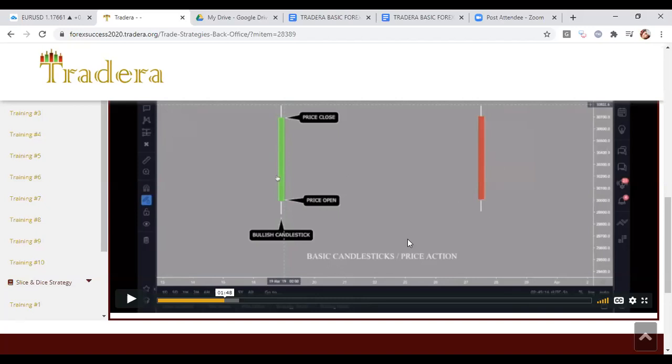Same thing on the bearish candle, which is the red candle here. Who can tell me where price opens and closes on a bearish candle? Opens at the top, closes at the bottom. And what do the wicks mean? That's where price had gone and it couldn't sustain it. Exactly. All right.